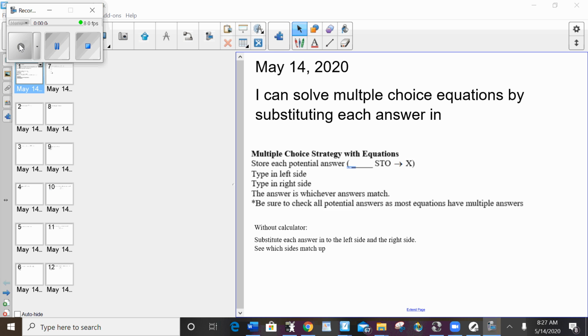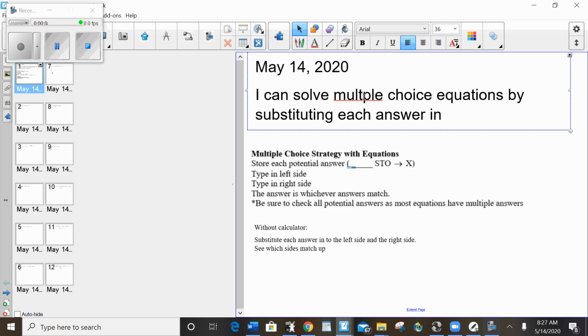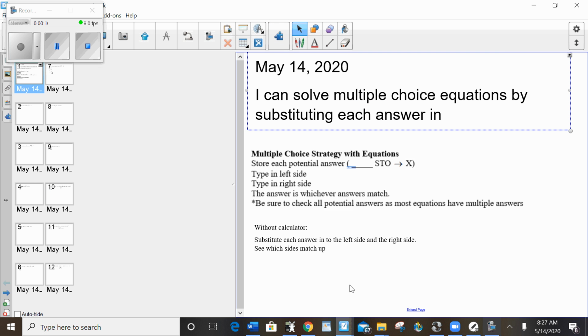I can solve multiple choice equations by substituting each answer in. So again, we're going to do this strategy using both calculator and non-calculator. For the calculator, we're going to store each potential answer, type in the left-hand side, type in the right-hand side, and see which answers match.